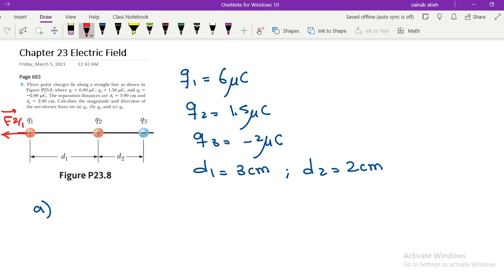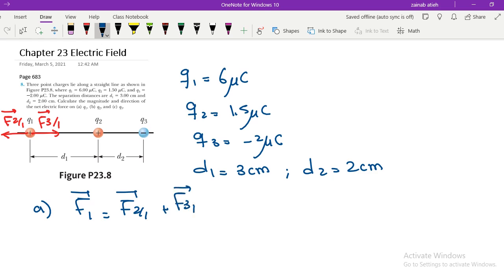Now, if I'm going to draw the force exerted by 3 on 1, we look at the signs. For sure, 3 is negative, 1 is positive, so they will attract. So the force exerted by 3 on 1, 3 will attract 1. So it will appear to be like this. So this is the force exerted by 3 on 1. So I'm going to solve the net force on Q1, which is the sum of 2 on 1 plus 3 on 1. So this is what I'm going to do. Find F1, which is F2 on 1 plus F3 on 1.